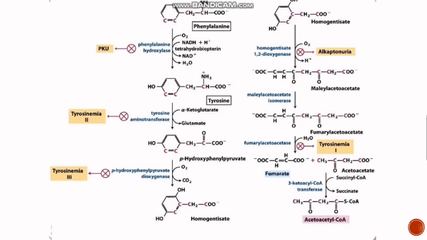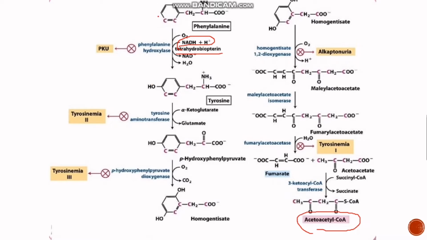This is the first step of degradation of phenylalanine. This is the normal pathway in which phenylalanine undergoes various steps which involve various enzymes, cofactors, and substrates, and it finally converts phenylalanine into acetoacetyl-CoA. So the first step is that phenylalanine is converted into tyrosine with the help of the enzyme phenylalanine hydroxylase, and the cofactor is tetrahydrobiopterin, that is BH4. Then BH4 is oxidized into BH2, and BH2 is again reduced to BH4 in the presence of NADH. So this reaction requires NADH.